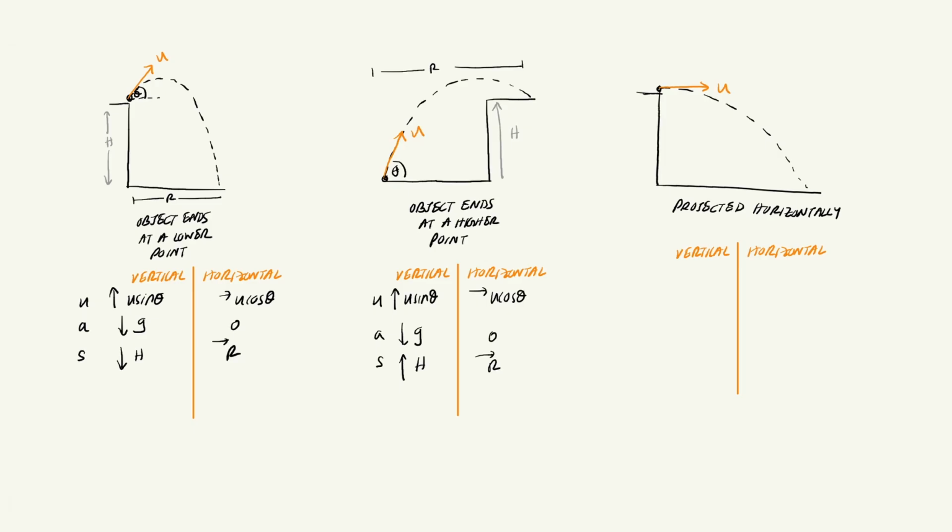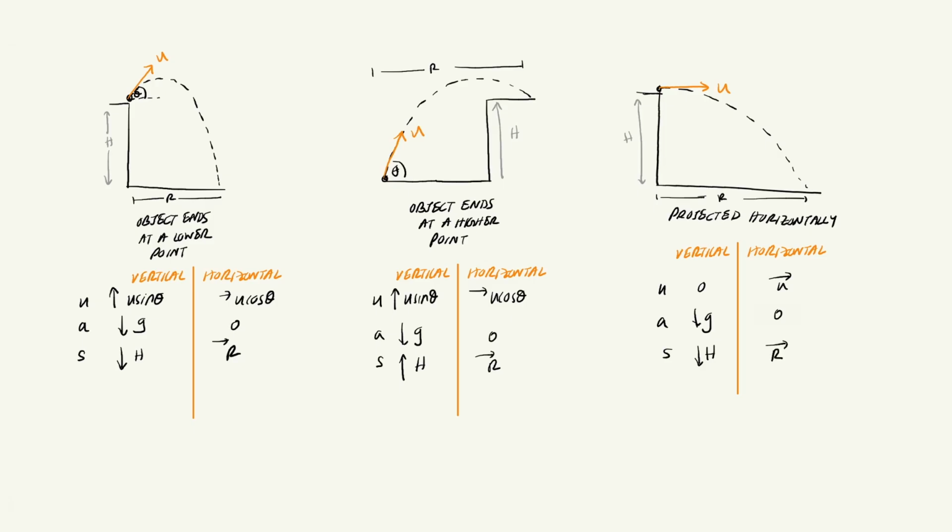Case 3. If projected horizontally. This one's special because the object is launched perfectly horizontally. There's no angle involved at all. Vertical. Initial velocity is 0. There's no vertical component at launch, since the object moves purely horizontally to begin with. Acceleration is g, downward. Displacement is h, downward. Horizontal. Initial velocity is simply u, the full launch speed since none of it was directed vertically. Acceleration is 0. Displacement is r.